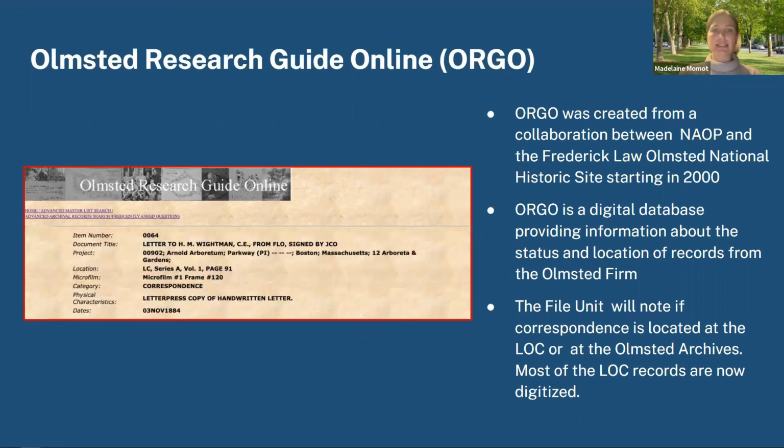In this next example, we are viewing a document from the Olmsted Associate Records Series A file, which is the chronologically organized letter books of the Olmsted Associate Records. So we want to be identifying the exact date, which is found at the bottom. Here it's November 3rd, 1884. And then it would be important to locate the folder in the Library of Congress finding aid that we saw before.